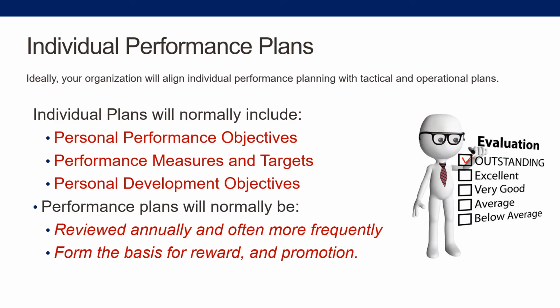Ideally, your organization will align individual performance planning with tactical and operational plans. Individual plans will normally include personal performance objectives, performance measures and targets, and personal development objectives. Performance plans will normally be reviewed annually and often more frequently, and form the basis for reward and promotion.